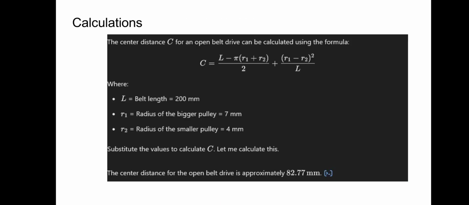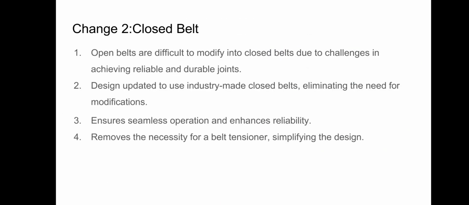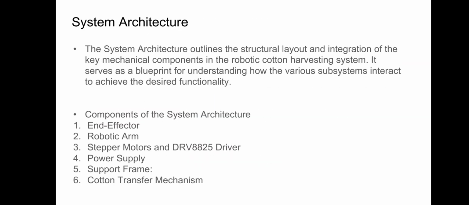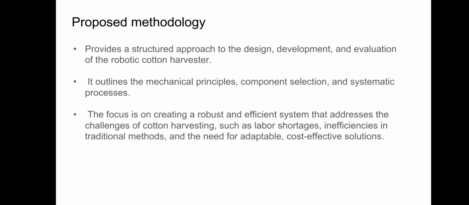So, methodology. The system implementation focuses on the development and iterative refinement of the finger mechanism. The goal is to create an efficient and reliable end effector which is capable of picking cotton from the balls. Iterative improvements have been made based on the initial observations during the assembly and operations.